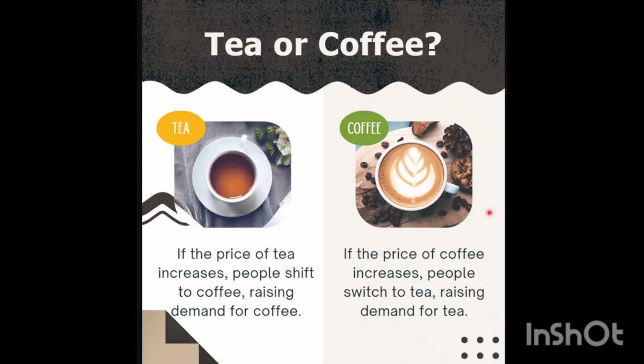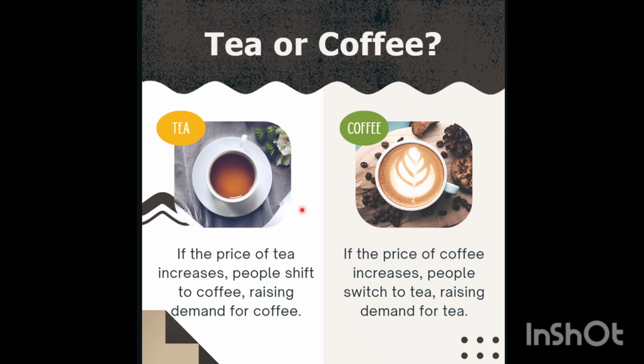Basically, if we talk about tea and coffee, generally people consume either tea or coffee at one point of time. They do not consume both of them, and that is why we study this example under substitute goods. That means they are substitutes of each other. If I'm consuming tea, I'll not consume coffee, and if I'm consuming coffee, I'll not consume tea, right? So if the price of tea increases, I'll instantly switch to coffee.